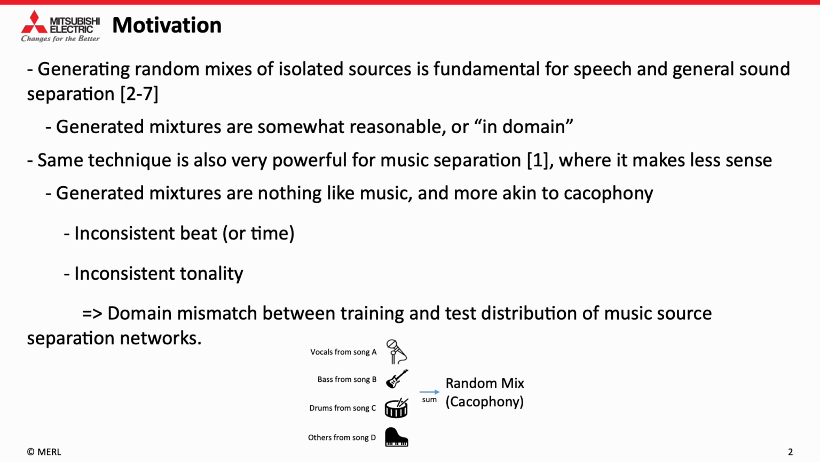Say, if we sample vocals from song A, bass from song B, and drums from song C to make a mixture, will it sound like real-world music? Probably not. In most cases, a random mix is nothing like music. It has inconsistent beat or tonality across each stem. This will lead to a mismatch between the training and test distributions of music source separation networks, but so far it worked well.